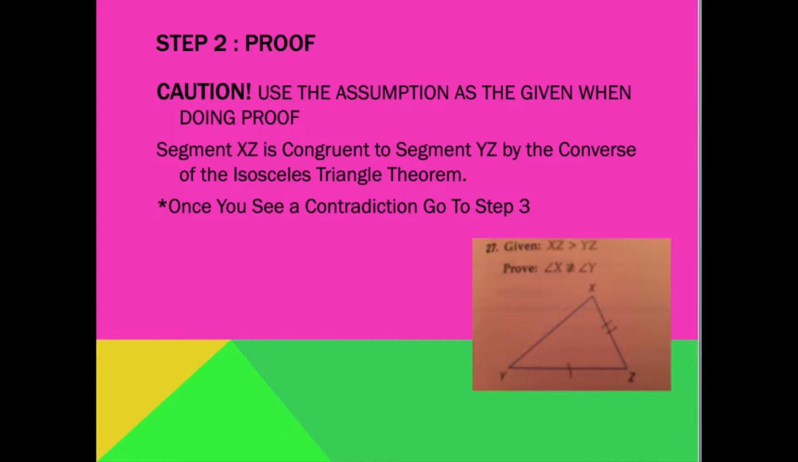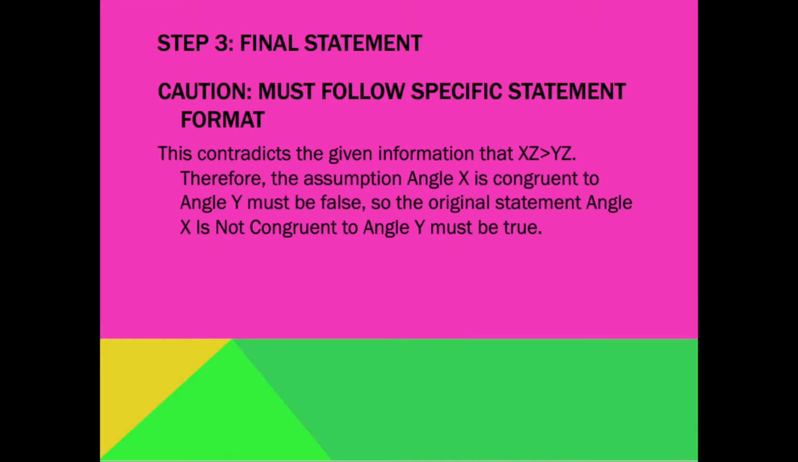Once you see a contradiction, go to step 3. Step 3: Final statement. Caution: you must follow a specific statement format. This contradicts the given information that XZ is greater than YZ. Therefore, the assumption angle X is congruent to angle Y must be false, so the original statement angle X is not congruent to angle Y must be true.